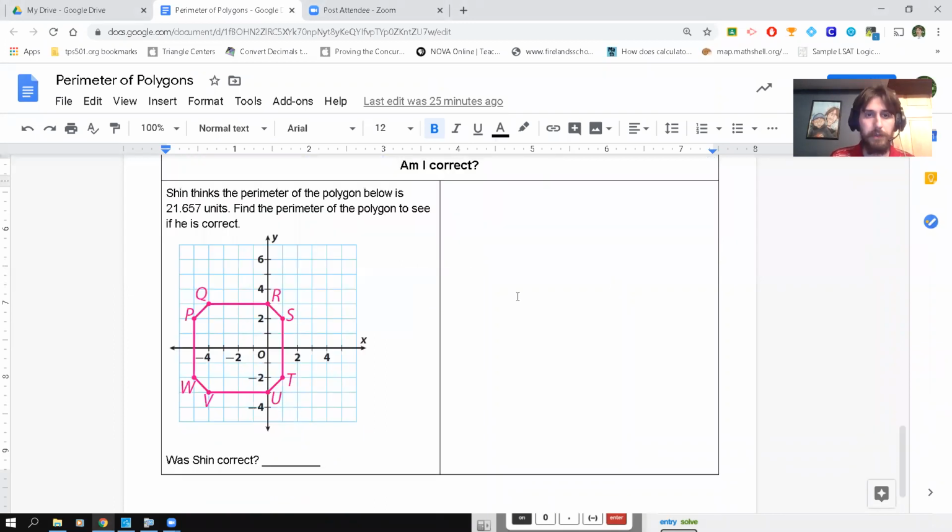Shin thinks the perimeter of the polygon below is 21.657 units. Find the perimeter of the polygon to see if he's correct. Again, I'm going to urge you to pause the video now and see if you can get it. And then I'll post the answer in 5, 4, 3, 2.